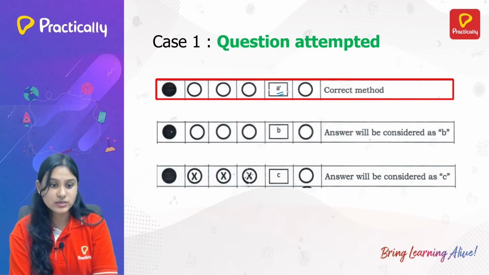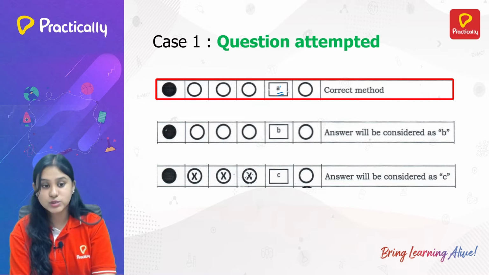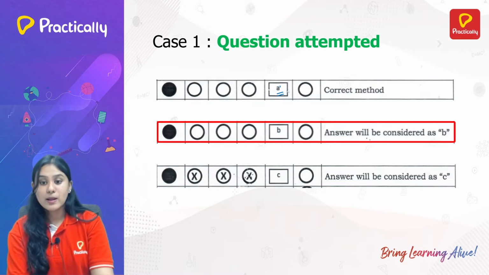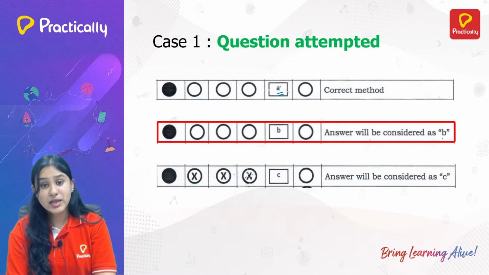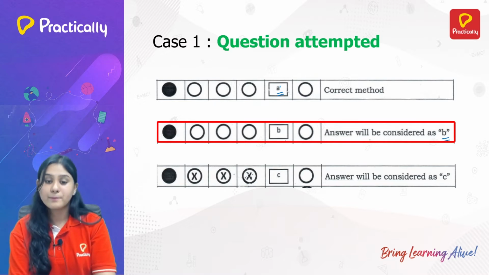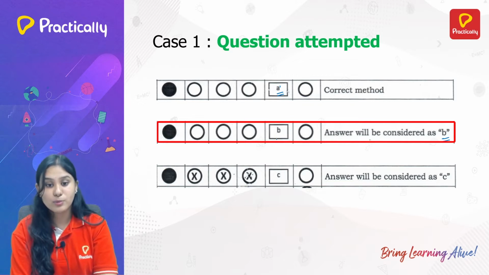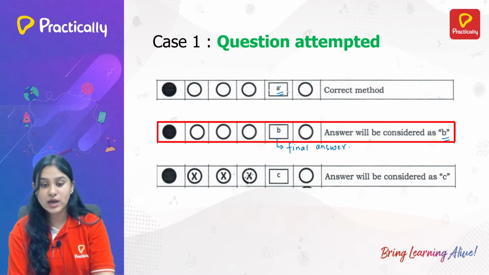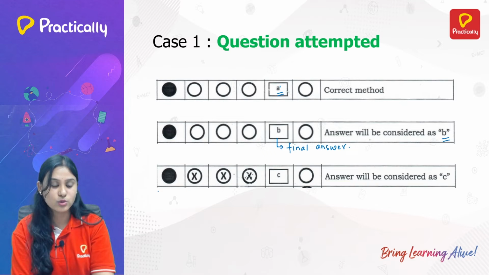Now, in the second case, you have bubbled option A, that is, you have filled the circle A, and in the box you have written B. Your answer in this case will be considered as B. Why? Because the option which you write in the box is considered as your final answer. Always remember, the answer which you write in the box is considered as your final answer. Okay, let's go to the next case.